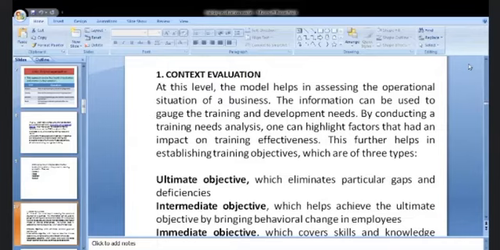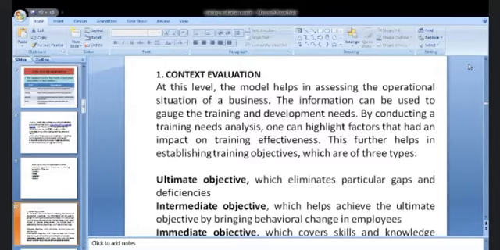There is a difference between the standard performance and the actual performance, which you find by analyzing this situation. Then the information can be used for the training need analysis. When you come to know that there is a deficiency in the performance, then there is a need for training. By conducting the training need analysis, you can highlight the factors which have an impact on the training effectiveness, and this context evaluation will help you to establish the training objectives at three levels.